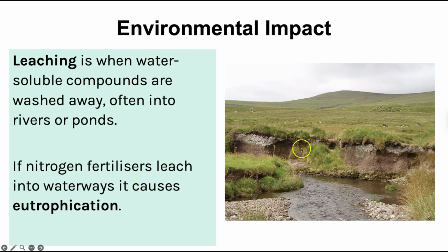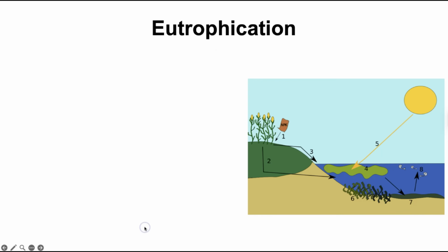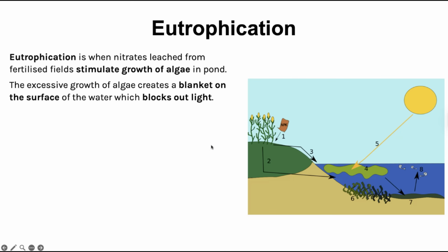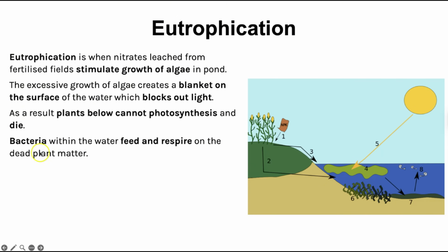And if nitrogen fertilizers leach into waterways, that causes eutrophication. So eutrophication is when nitrates have leached from the fertilized field into the pond or lake, whatever water source it might be. And that causes the algae in the lake to grow much more rapidly. That creates a blanket of algae across the surface, and that blocks sunlight from reaching the lower levels in the water and any lower down plants. So if those plants lower down aren't photosynthesizing, they die.